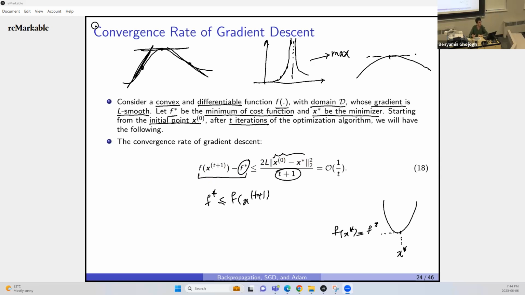Does it matter which iteration we are at for L? No, it's a constant. x0 and x star also don't depend on the iteration. Only in the denominator we have t. So it's all in the order of 1 over t, or order of 1 over t plus 1, which is order of 1 over t. This is big O notation, used in time complexity. It means that our convergence rate in gradient descent is in the order of 1 over t.